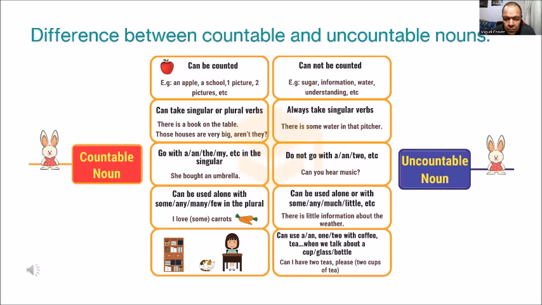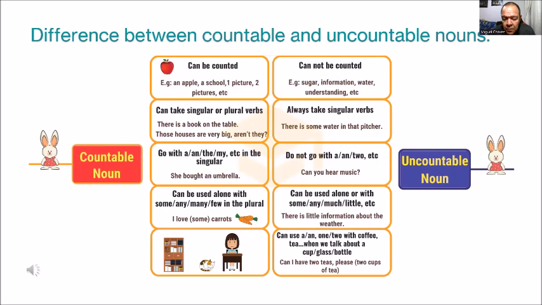Uncountable nouns cannot be counted. For example, sugar, information, water, understanding, etc. They always take singular verbs. There is some water in that pitcher. They don't go with a, an, or numbers, etc. Can you hear music? They can be used alone or with some, any, much, little, etc. There's little information about the weather.